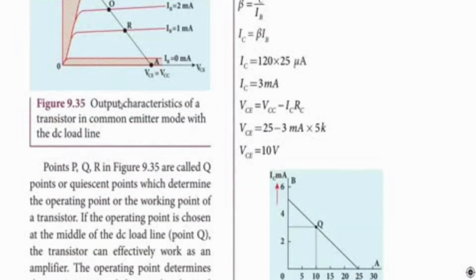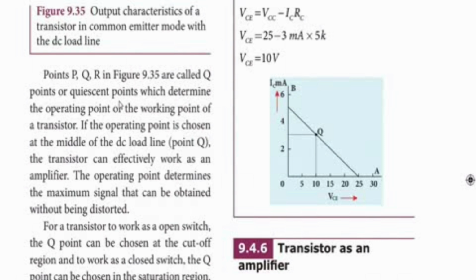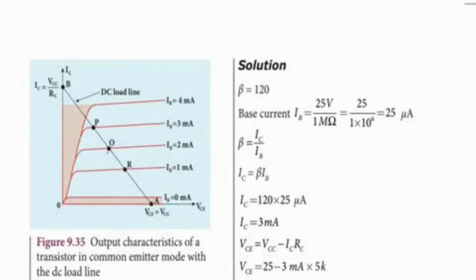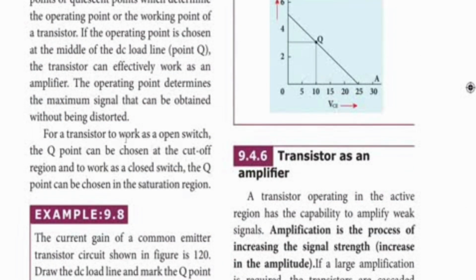So that is the operating point. At that operating point, you can get the maximum signal without any distortion. Distortion means noise. Without any noise, we can get a quality signal at this particular point. So the transistor works as per the Q point, that is the operating point, or you can call it the Q point.